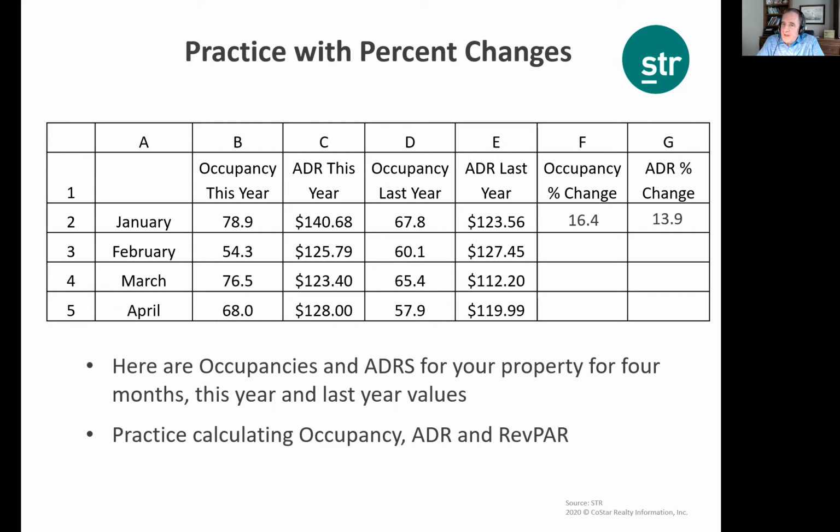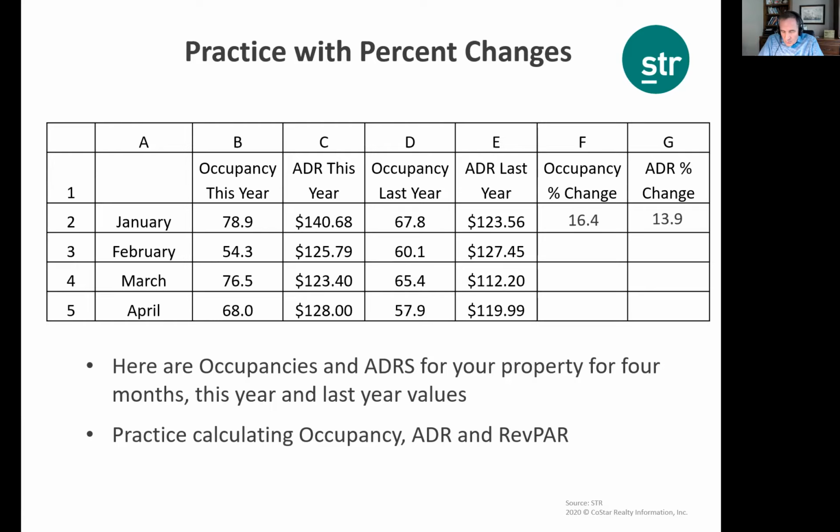Now let's look at February occupancy. Little different scenario here. February occupancy. What do we have here? We have 54.3 this year minus last year 60.1. And when we do that, what do we have? We have negative 5.8. That is a negative number.